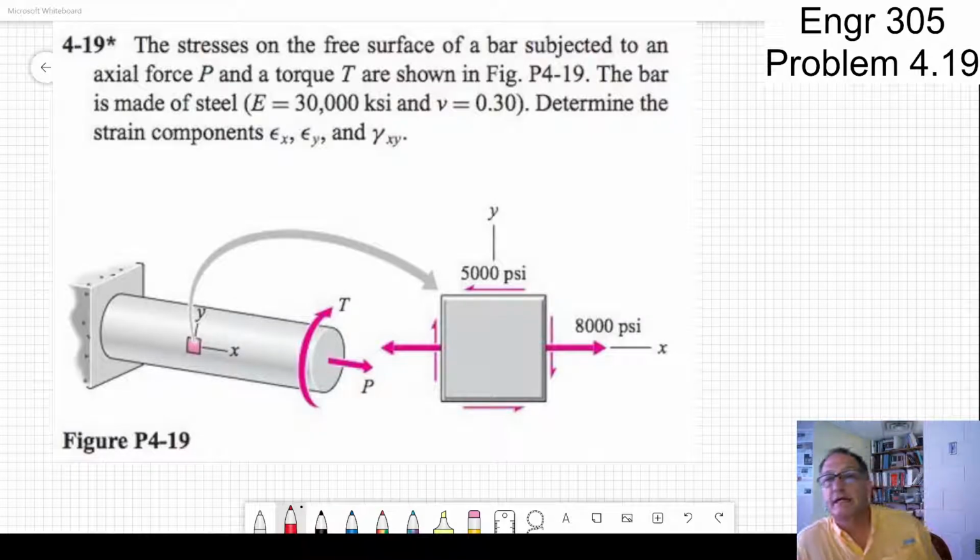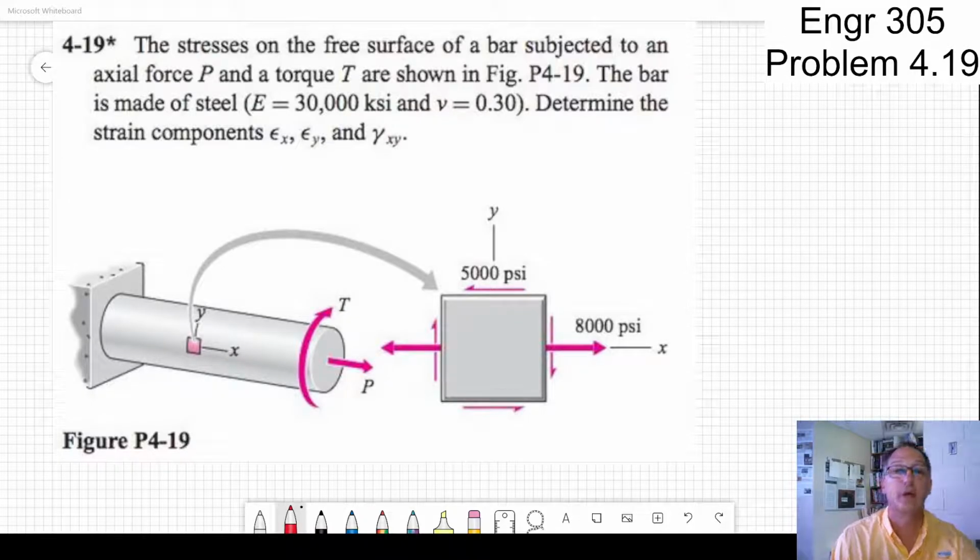Engineering 305, Chapter 4, Problem 19. The stresses on the free surface of a bar subjected to an axial force P and a torque T are shown in figure 4-19. So regardless of what they're doing with T and P, we get the stresses shown on that square. Now I've got a shear stress of 5,000 psi and a normal stress in the x direction of 8,000 psi.